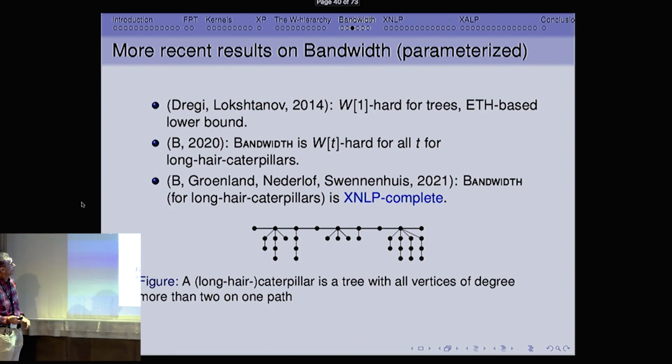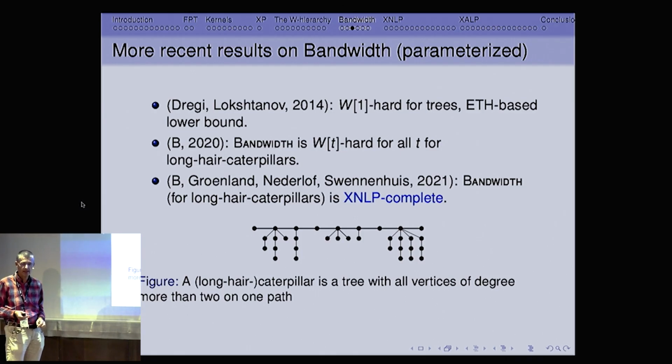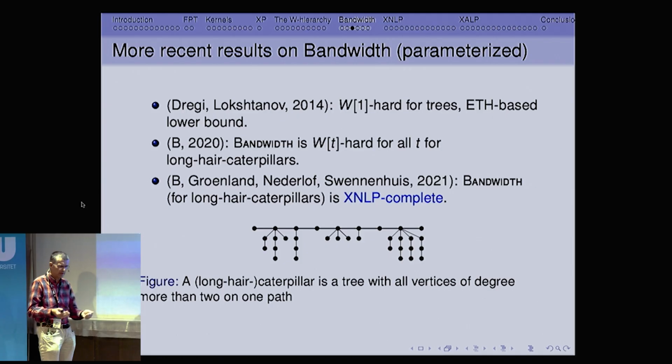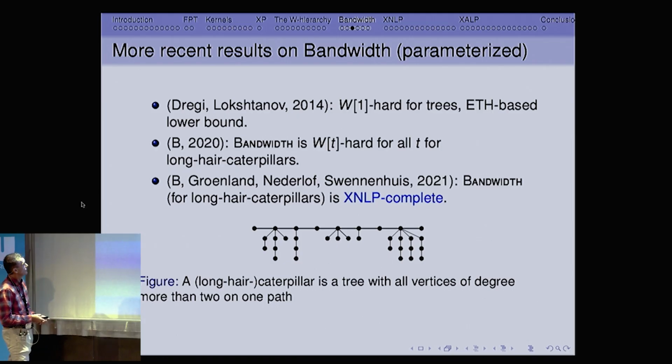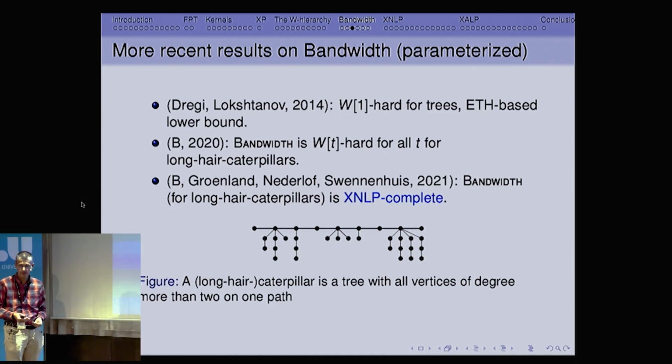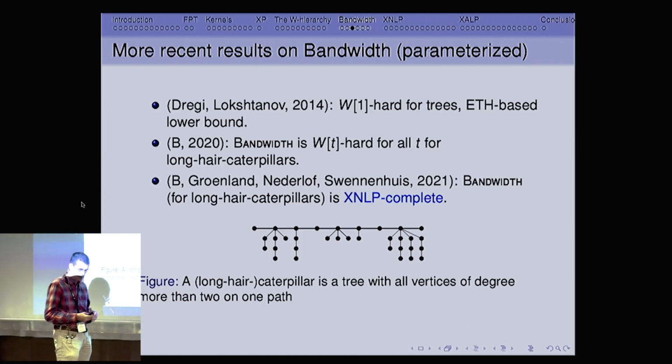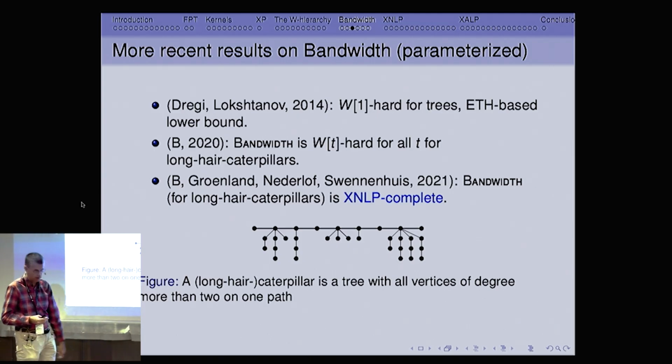So what happens afterwards? Twenty years later, Dregi and Lokshtanov wrote down a proof that bandwidth is W[1]-hard for trees, and they gave a lower bound based on the exponential time hypothesis. And sometimes Mike Fellows met me and said, Hans, you promised that you would write this part.